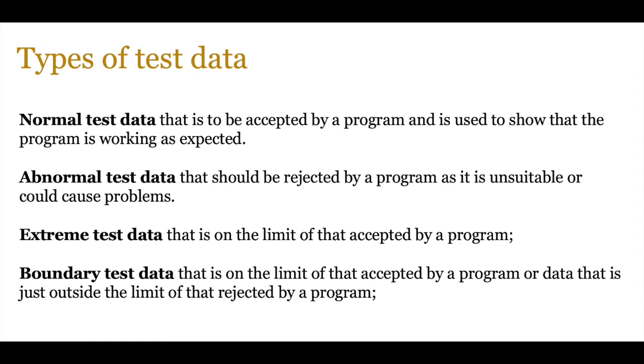Now boundary test data is like extreme, but you also include a value that is on the incorrect side. So -1 and 0 would be one set of boundary test data where -1 is not acceptable, but 0 is acceptable because the student can get 0. And the other set would be 100, which is acceptable because somebody can get perfect marks, but 101, you can't get 101% out of 100, so that's rejected. So boundary test data always comes up in pairs.